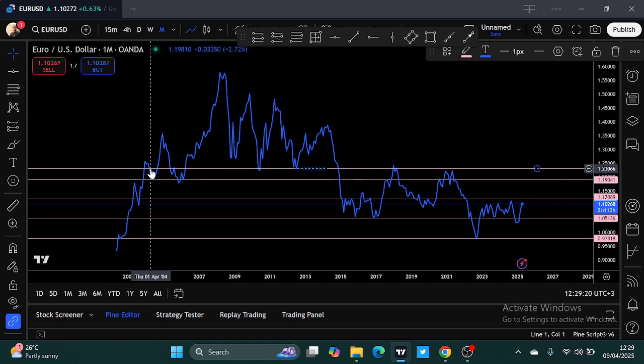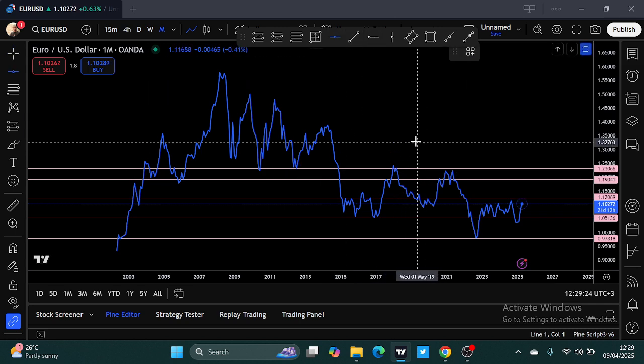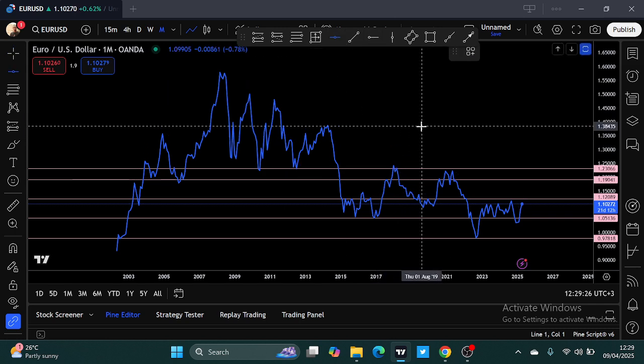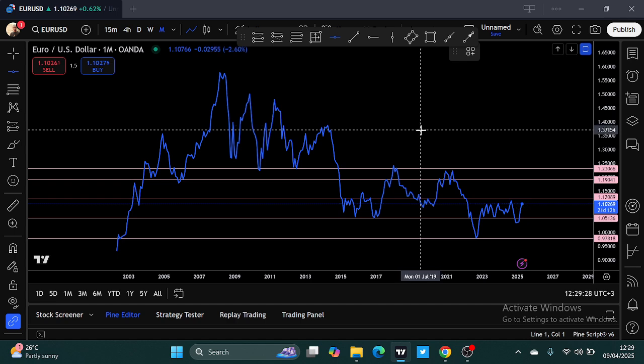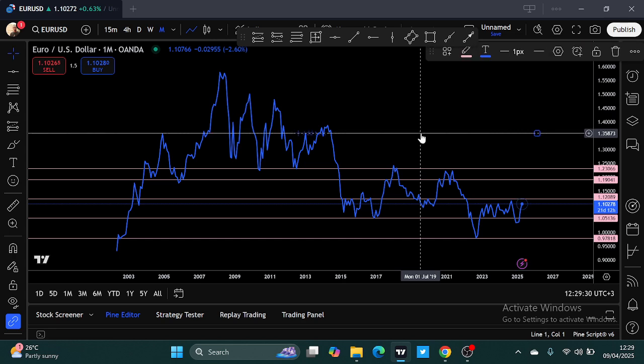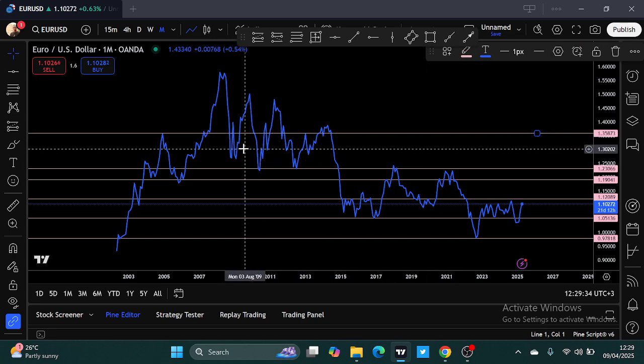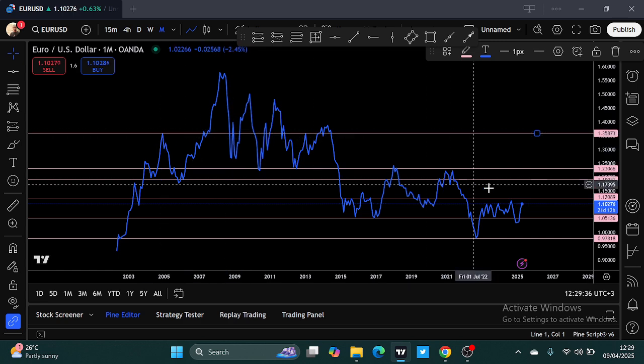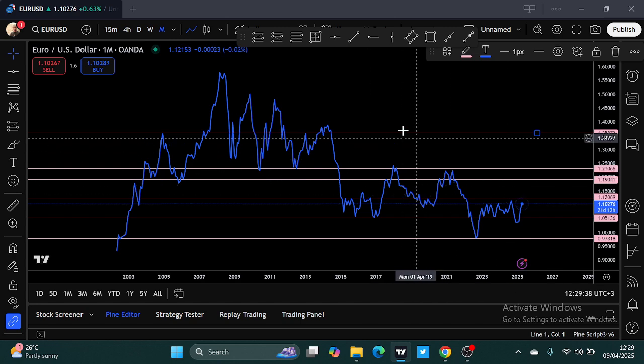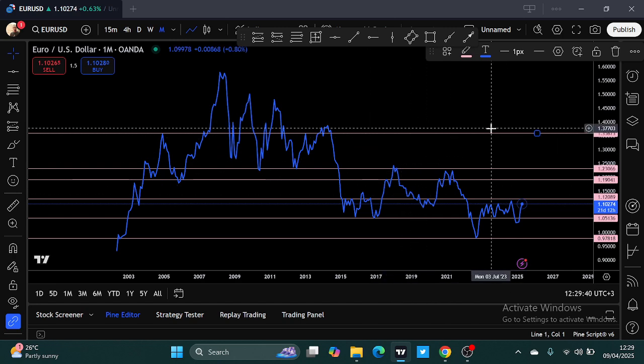I know the wicks are touching this one here. Come back to the line chart and then come to this area here. There. Why? Because 1, 2, 3, 4, 5. So I think that is enough. You don't draw many lines on your chart because they are going to confuse you. The most important support and resistance are the ones that are near the price point or the current price action.